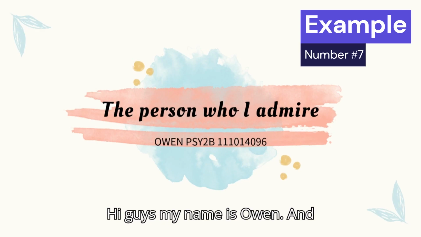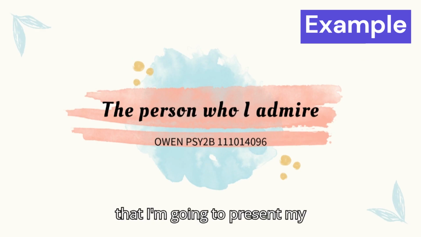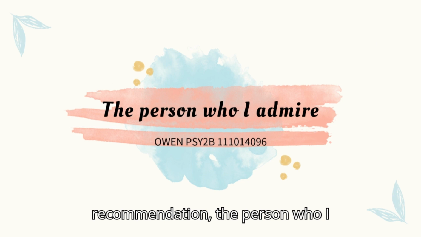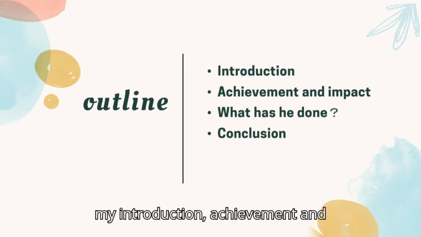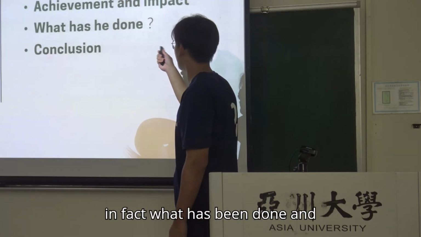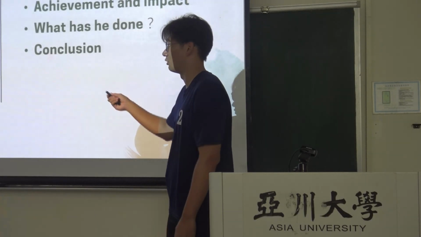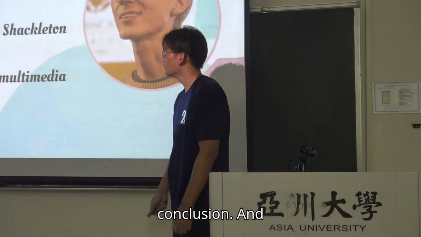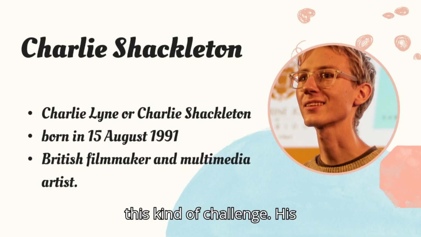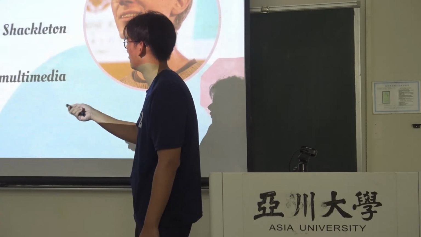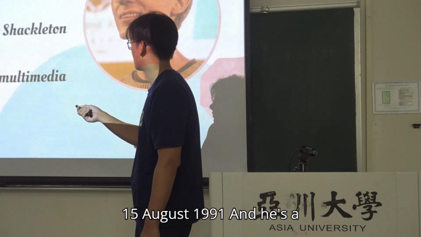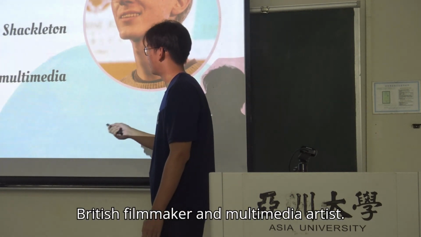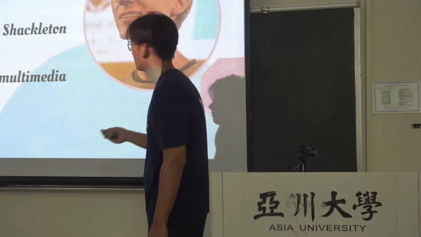Hi guys, my name is Owen, and today I'm going to present my presentation, the person who I admire. First things first is my outline: introduction, achievement and impact, what has been done, and conclusion. And this guy, Charlie Sherlock, is also called Charlie Knight. He was born on 15 August 1991, and he is a British filmmaker and multimedia artist.